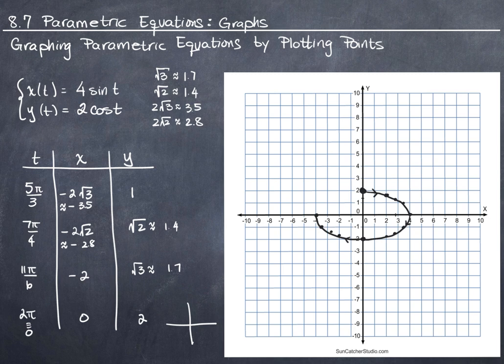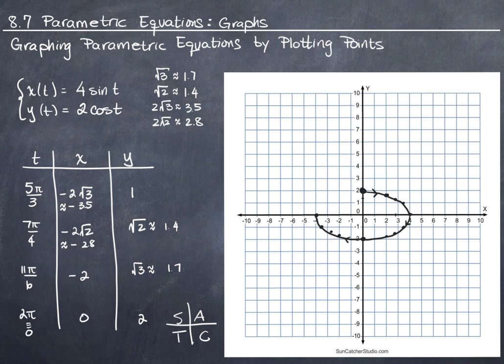We're in quadrant 4 now, so cosine is positive in quadrant 4. So the cosine function, the y function, is going to have positive values. And sine is negative here, so all our sine values are going to be negative, except for this one here. 0 is neither positive nor negative.